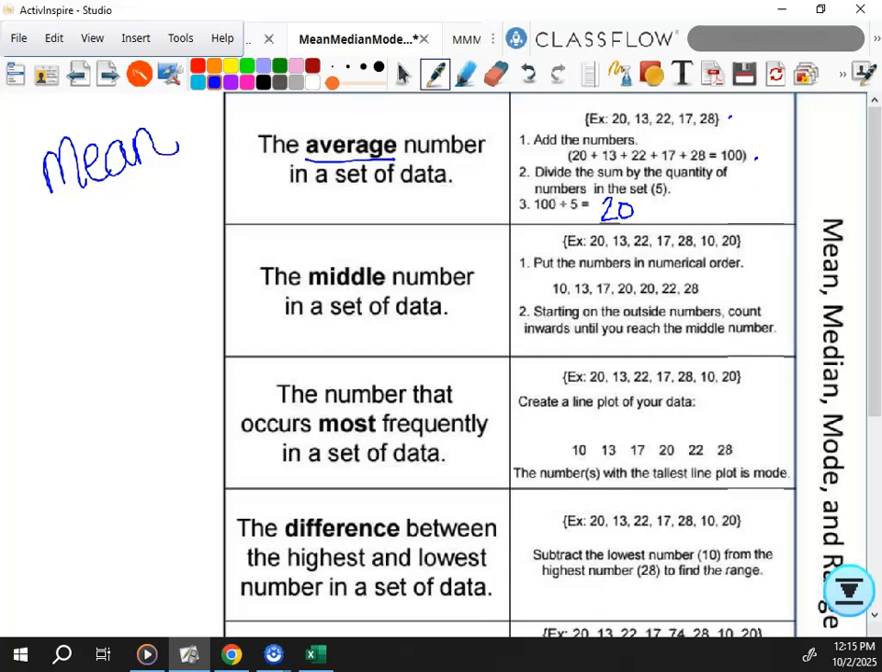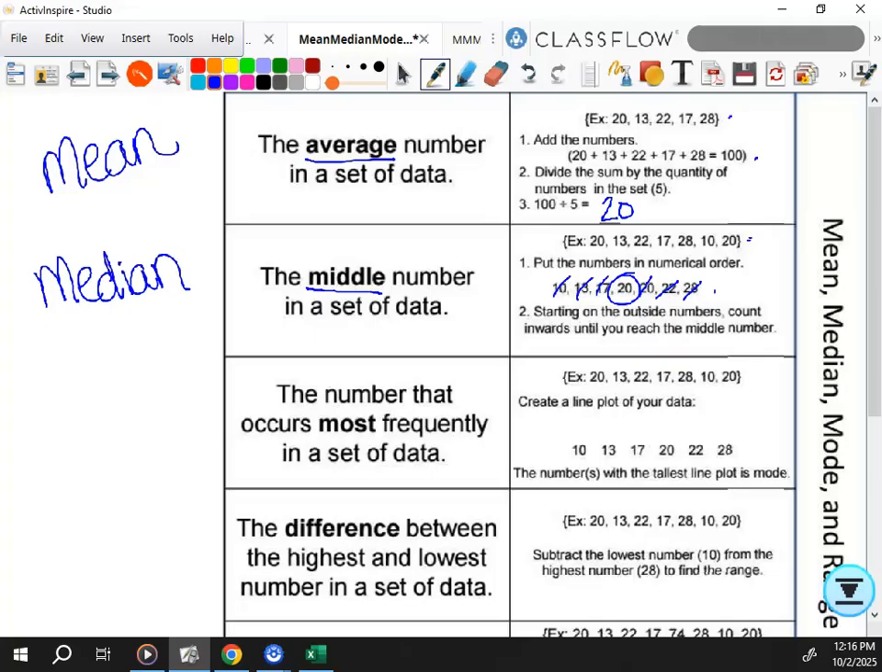All right, so the next little door says median. So open the median door. Median is middle. Think of the median in the road. It is in the middle of the road. It separates the sides of the traffic going in opposite directions. In this case, we do want to put that in order. So we take our data set, put it in order from least to greatest, and then you start with the outside numbers and count inwards. So you can cross them out, cross them out, cross them out. Here's your middle number. That works perfectly if we have an odd number of numbers, which we do here.